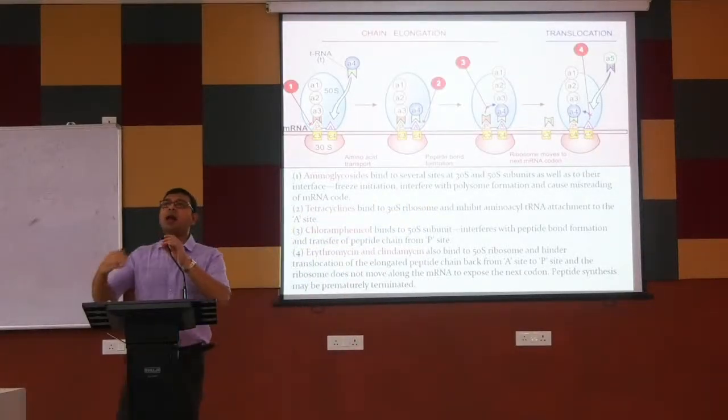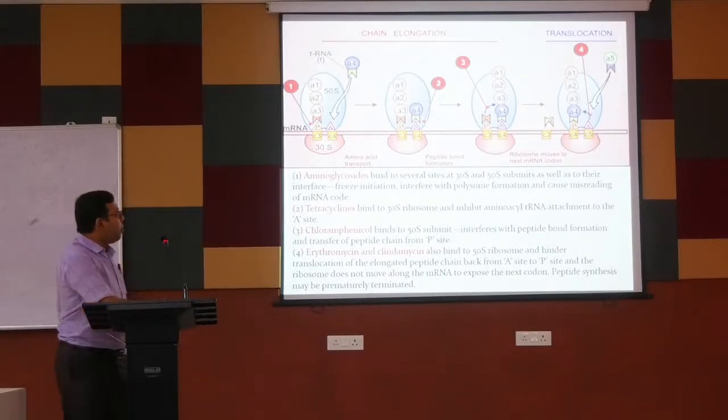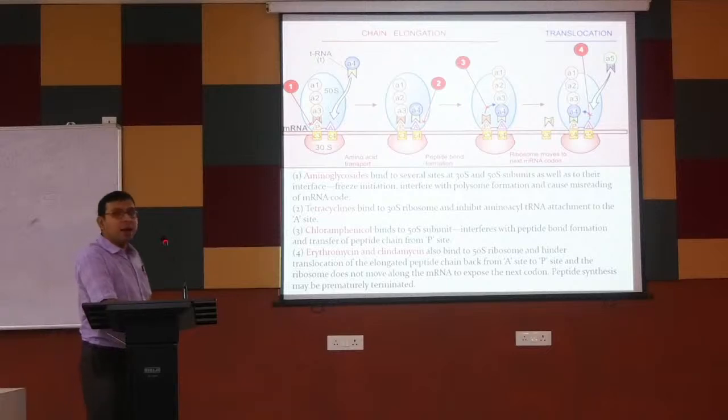You will read that other antibacterial agents also act at different levels. So here the tetracycline acts, here the chloramphenicol acts. Chloramphenicol attaches with the 50S ribosomal subunit. It interferes with the peptide bond formation and transfer of the peptide chain from the peptidyl site to the acceptor site. Okay.